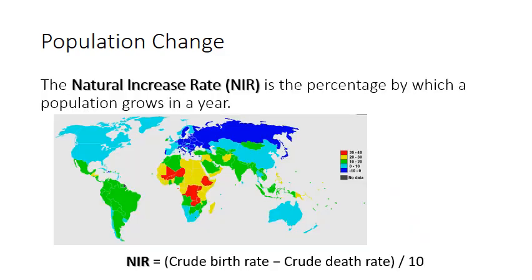The natural increase rate is the percentage by which a population grows in a year, and the natural increase rate is calculated by subtracting the death rate from the birth rate. If it's a positive number, your population is growing. If you have a negative number, your population is shrinking.